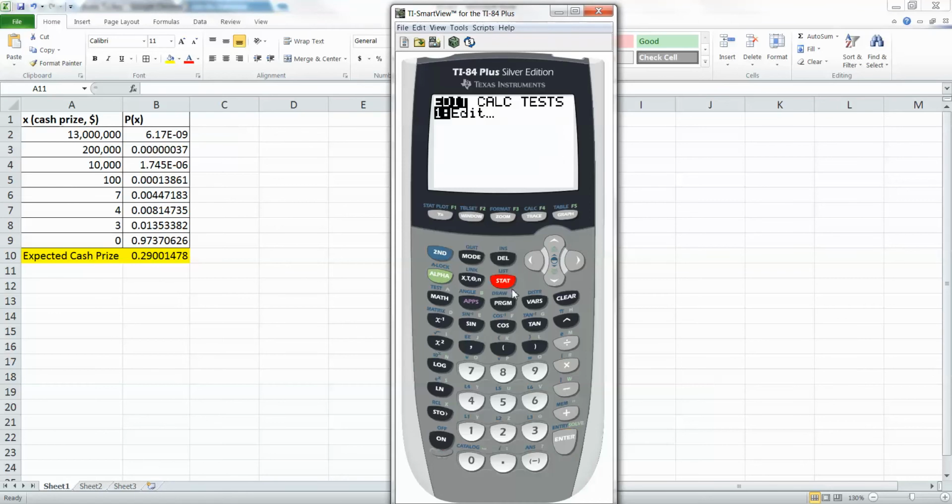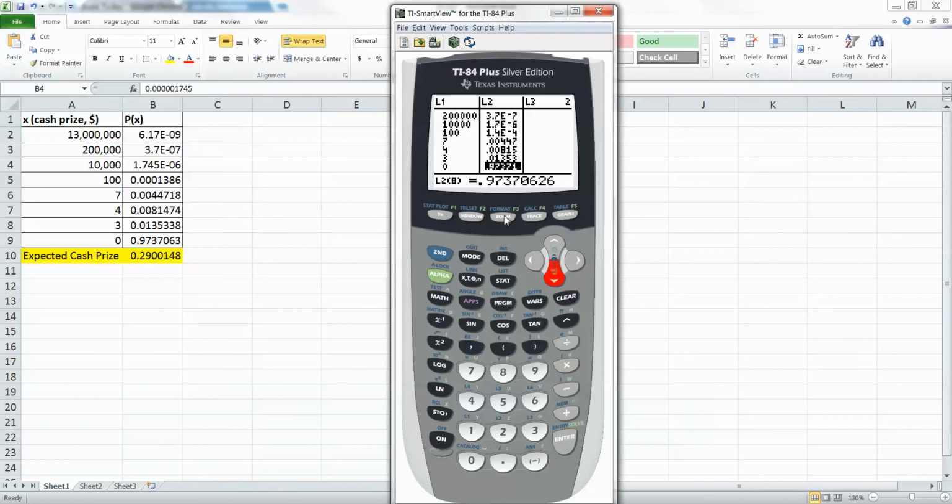Oh, and I've done something wrong because I didn't get the same numbers. All right, let me double check. All right, I think I fixed it. Let me try it again. Stat, calc, one variable, L1, comma, L2. There we go. Sorry, I had my probabilities typed in wrong.